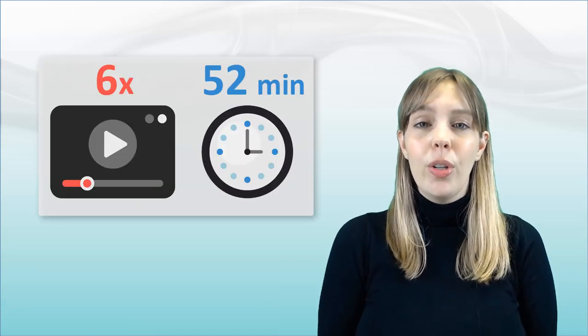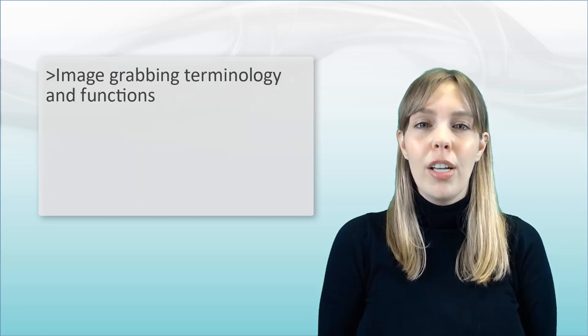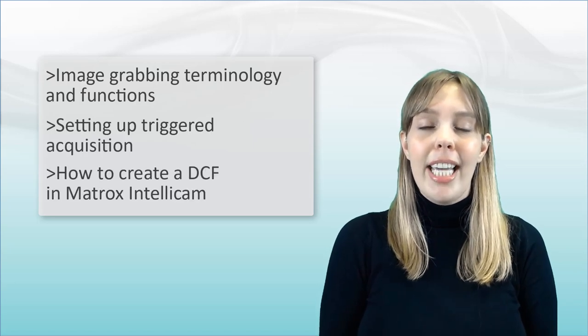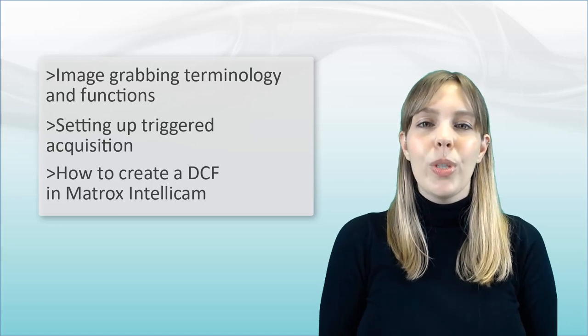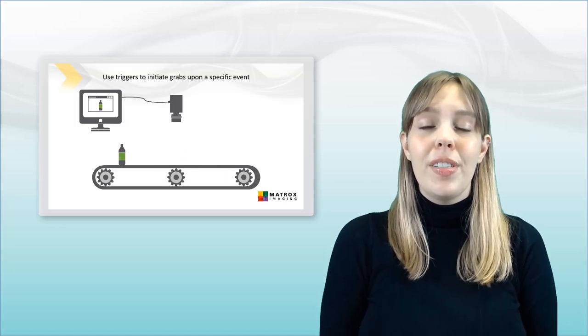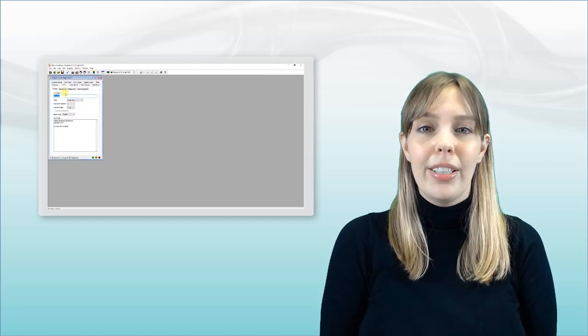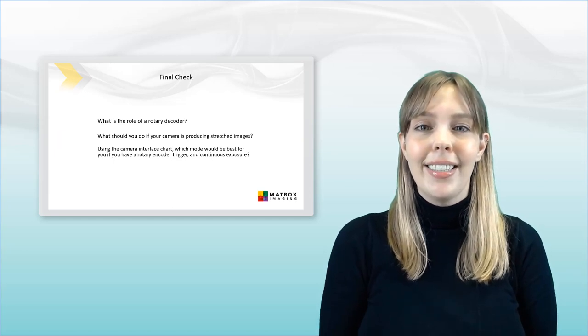During this course, you'll learn the basics of the Digitizer's module, including image grabbing terminology and functions, setting up triggered acquisition, and how to create a DCF in Matrox Intellicam. These videos were designed to include illustrations, animations, and user interface screen recordings to explain the material. You'll also find practice questions at the end of each video to reinforce your understanding.